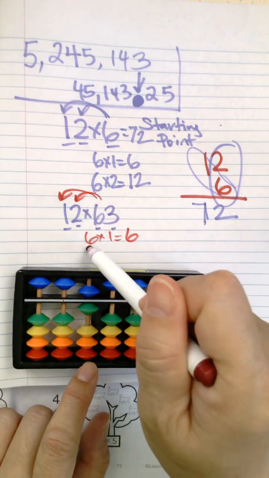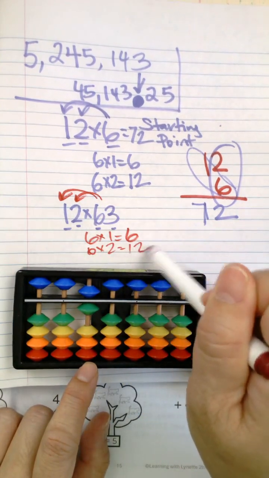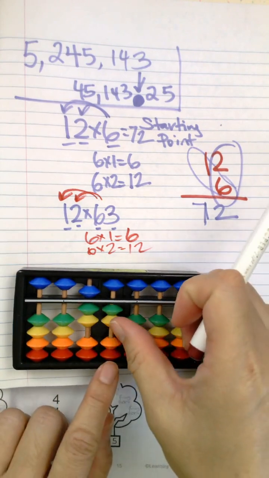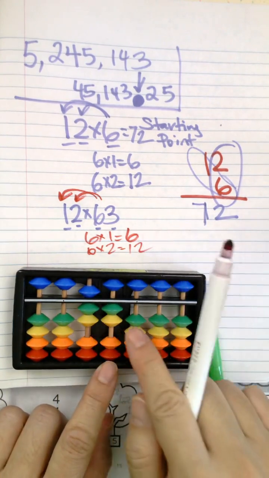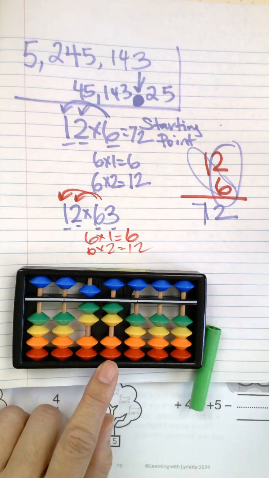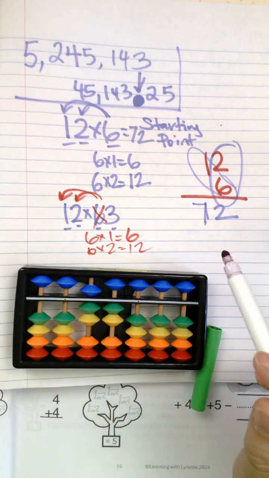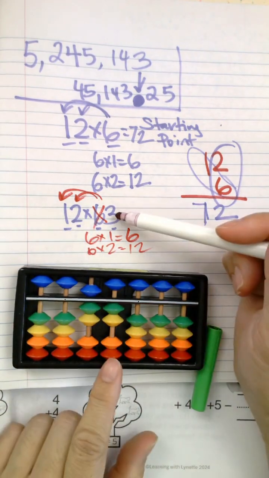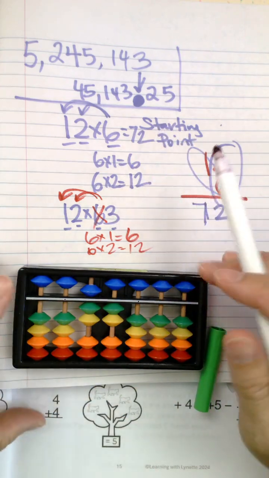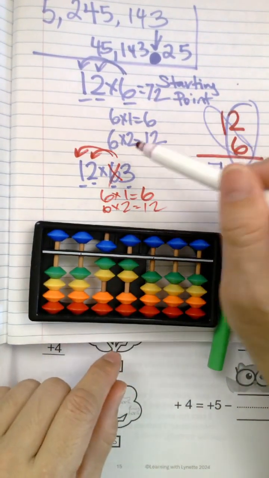6 times 2 is 12. So I have my 2, and then I have my 1 and my 2. Now I'm done with the 6. I don't need to worry about it anymore. So what am I going to do? I have to recount my starting point.